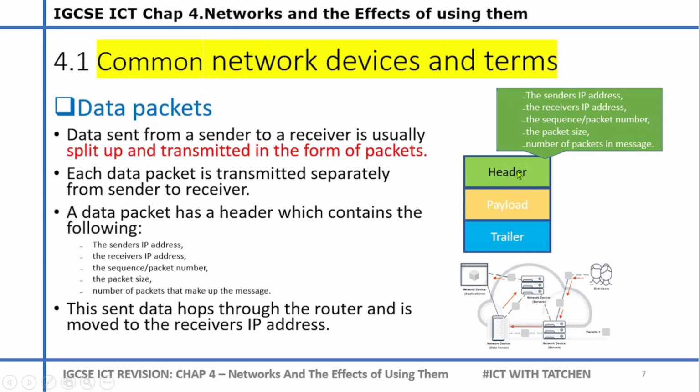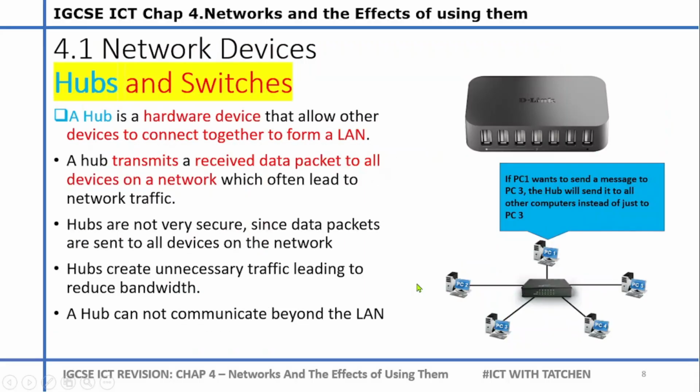So basically that's what the header holds, and the payload is just the actual message, and the trailer is just the ending part of your message which is being sent. So this is an example of something here. You send the data here, it's split up into packets, then transmitted, and the receiver can see. So the sender's data hops through the router and is moved to the receiver's IP address. So basically that's what happens. We're actually going to look at the router as we move ahead.